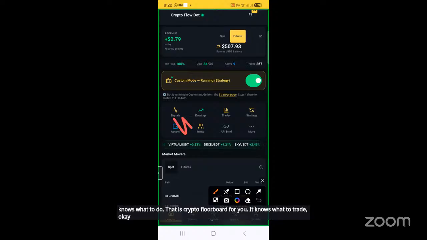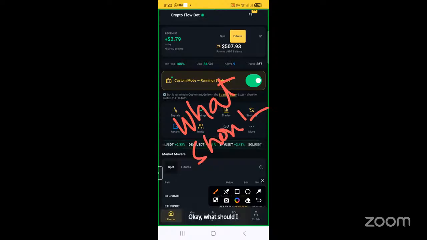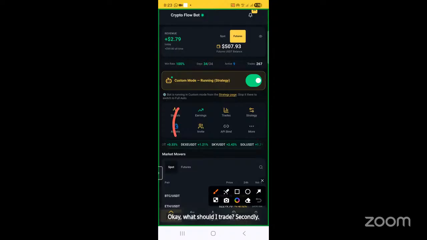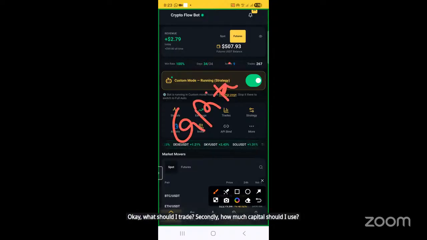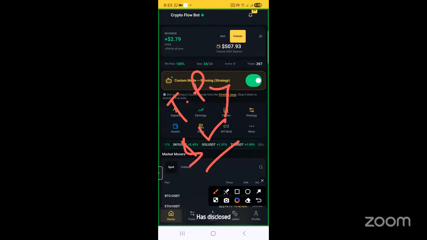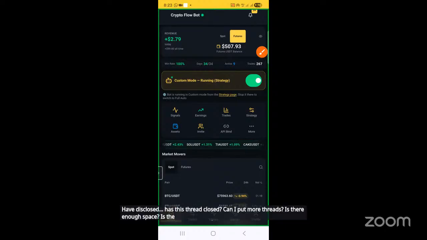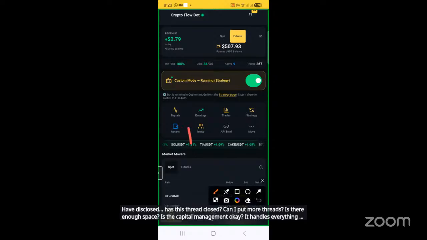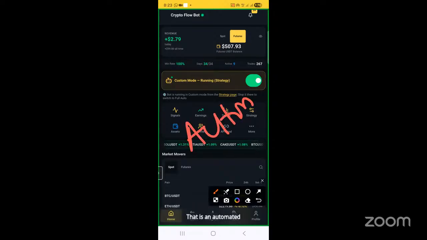Okay, what should I trade? It chooses what to trade. Secondly, how much capital should I use? It does all these decisions for you. Thirdly, where should I put the stop loss? Where should I put the take profit? Has this trade closed? Can I put more trades? Is there enough space? Is the capital management okay? It handles everything for you. That is an automated system. Automatic mode. Automated system.